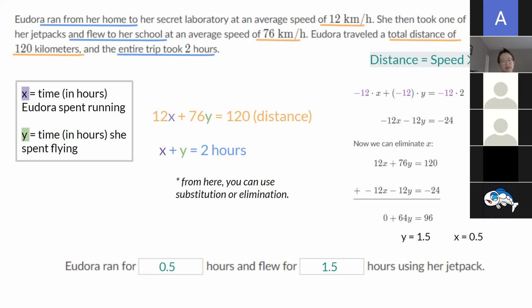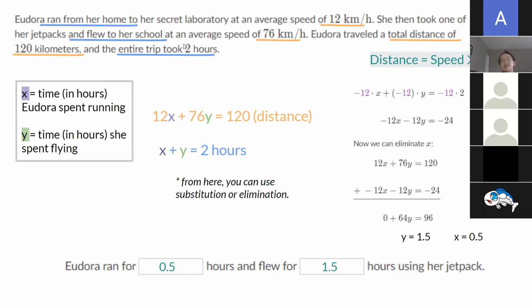So, like we did for the Okapi and Llama question, we're going to set up some variables, right? So x is going to be our time in hours Eudora spends running, and then y is going to be our time in hours she spends flying.